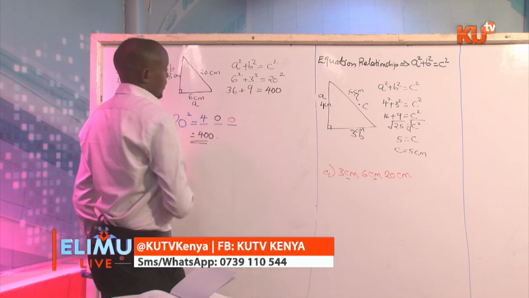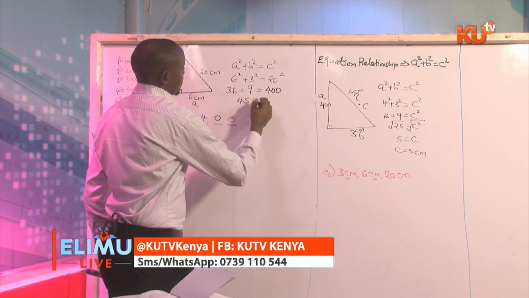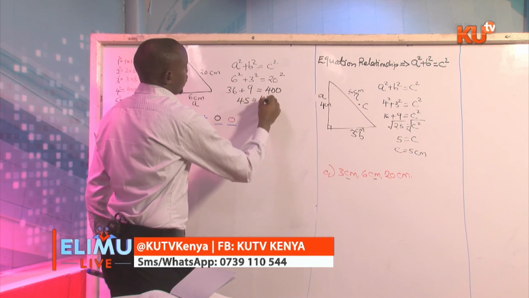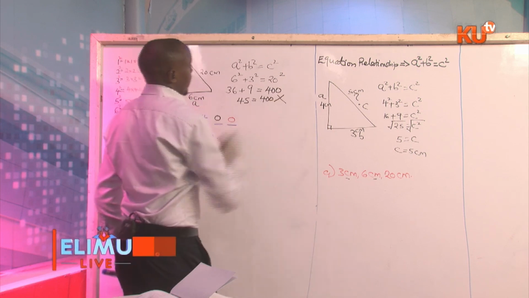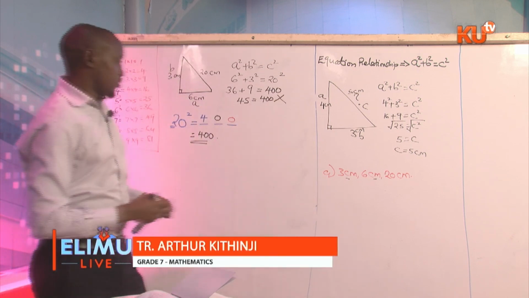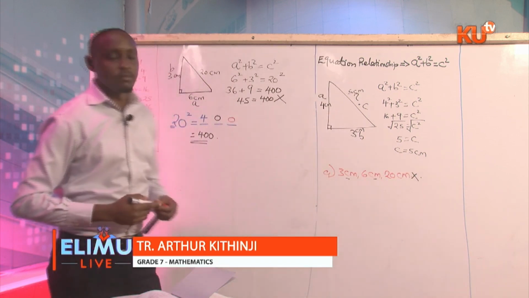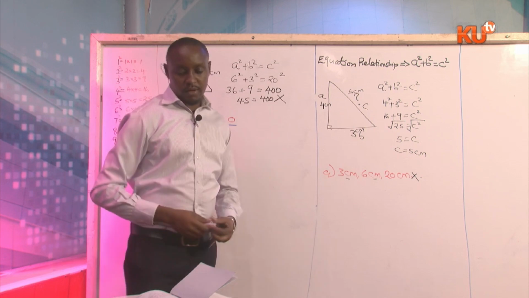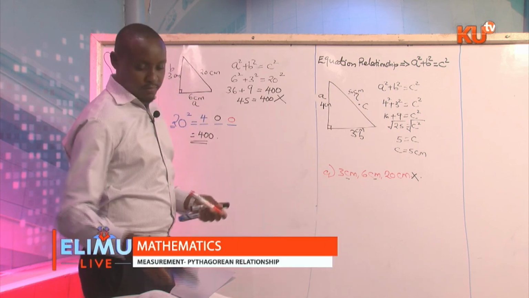36 plus 9 is 45, which means that 45 is not equal to 400. Therefore, this is not a right-angled triangle. So A does not have the qualities we have seen from the Pythagorean relationship. Let's look at our exercise again and pick another example.